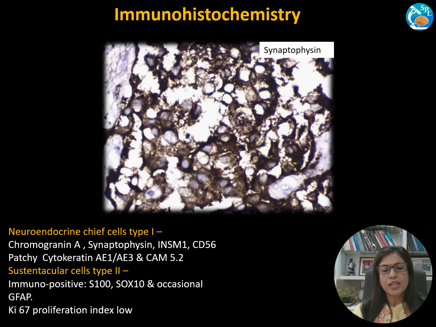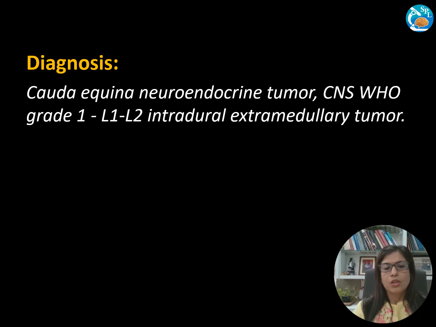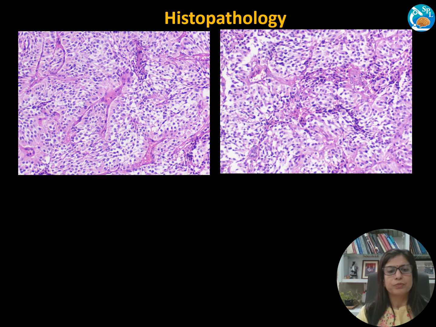Ki67 proliferation index is low, confirming the benign or indolent nature. Now, these tumors are GATA3 negative as compared to the GATA3 positivity found in the extra-CNS paragangliomas or pheochromocytomas. So thus we rendered a diagnosis of Cauda equina neuroendocrine tumor, CNS WHO grade 1.